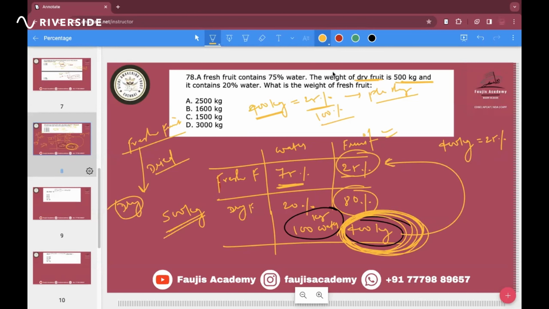Yeah, Jesus Janani. Tell me why it is not 3000 or 1500 or 2500. Janani: 25% is 400. Multiply into 4, you will get 1,600. Good. Thank you so much.